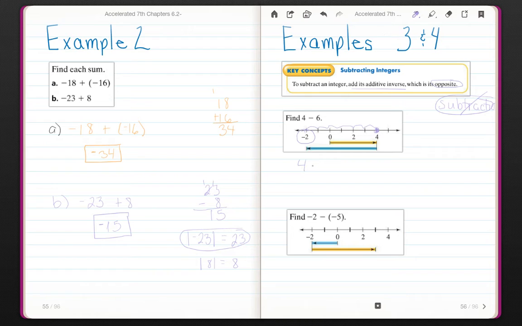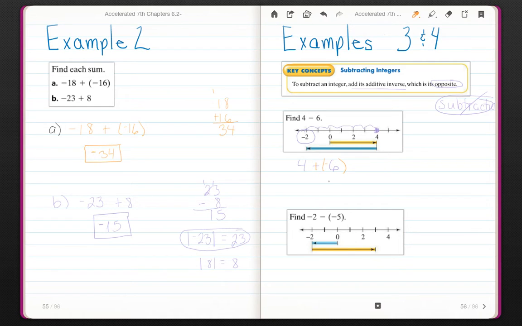So instead of writing 4 minus 6, we're going to change to adding its additive inverse. I'm going to change colors so you see what I'm doing. Add the opposite. Well, the opposite of 6 is -6. So do you see what I did there? Instead of 4 minus 6, now I have 4 plus -6, the opposite of 6.